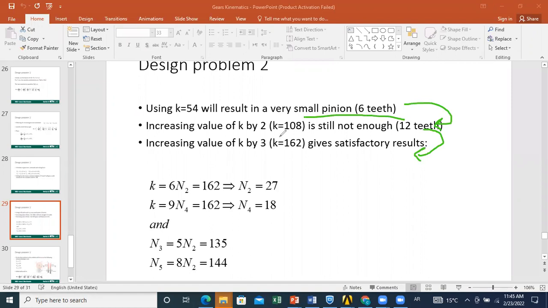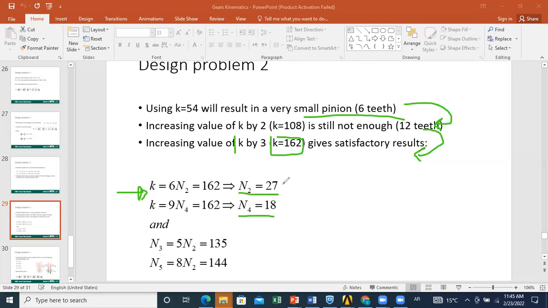Now we can say that it's fine to increase the value of k by 3. So taking 54 times 3, we select k equal to 162. Once we determine k, we go back to our equations, replacing k by its value. We get, as expected, N4 equals 18 and N2 equals 27.